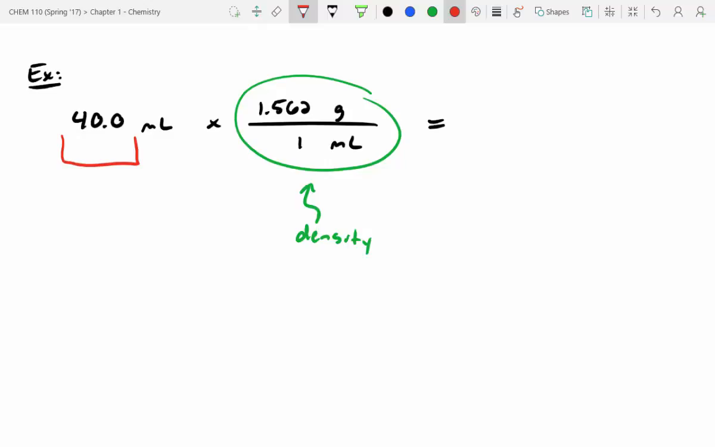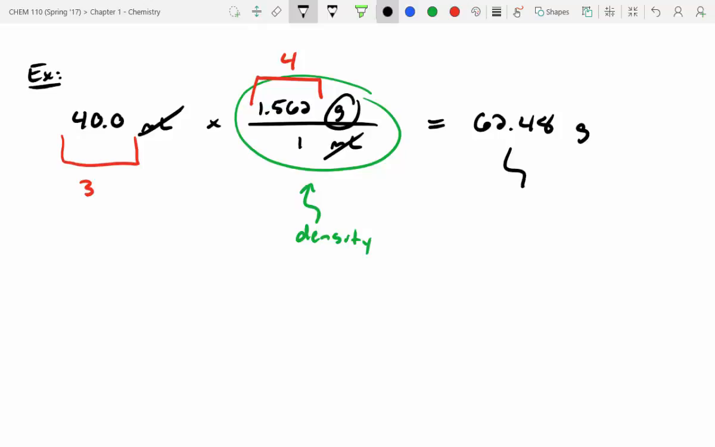How many sig figs in 40.0? 3. We count all of them. We count the zeros that are to the right of a decimal and at the end. So this one has 3. How many sig figs here? 4. Which means our answer should have how many sig figs? 3, right? Okay. If you plug this into your calculator, you're going to get 62.48 grams, right? It's important to remember, too, anytime you're doing multiplication like this, that our milliliters are canceling out, leaving us with grams as our remaining unit.